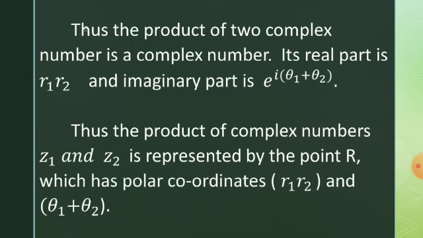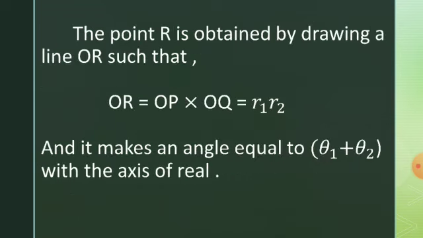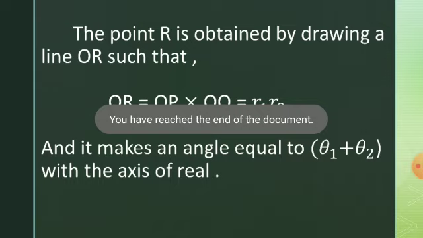Thus the product of complex numbers z1 and z2 is represented by the point R, which has polar coordinates r1 r2 and theta 1 plus theta 2. Now the point is obtained by drawing a line OR such that OR is equal to OP into OQ, which is equal to r1 r2, and it makes an angle equal to theta 1 plus theta 2 with the axis of real.